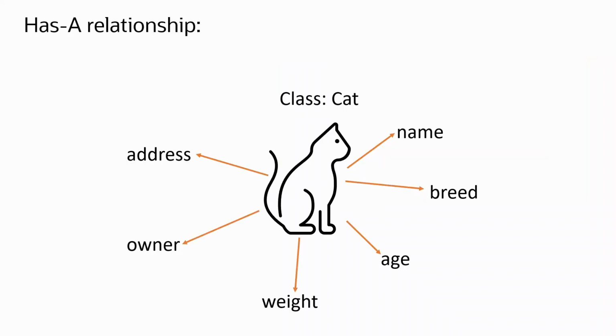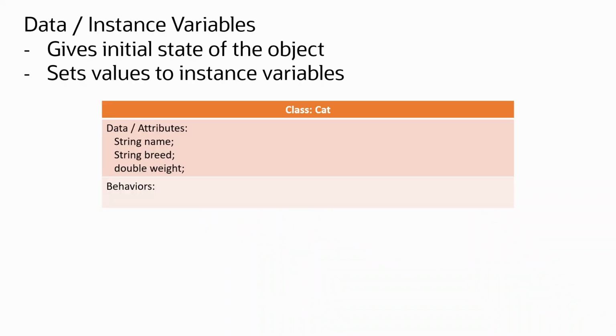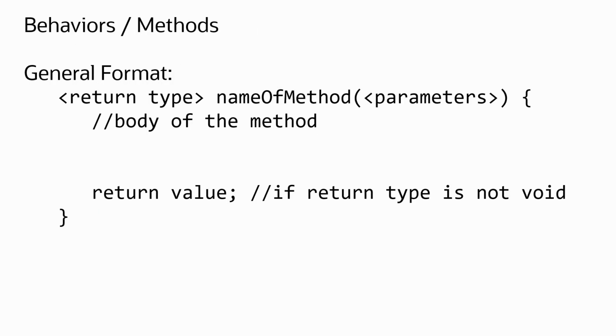If we have a cat that has a name, breed, age, weight, owner, or address, what can a cat do? Well, we're going to simplify the list of data down to just these three: name, breed, and weight. And we're going to determine what methods or behaviors we want this cat to have. Let's first look at the general format for a method. We have the return type, the name of the method, and a list of parameters.